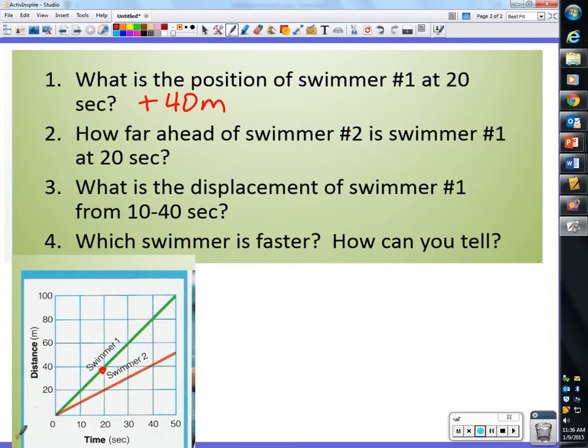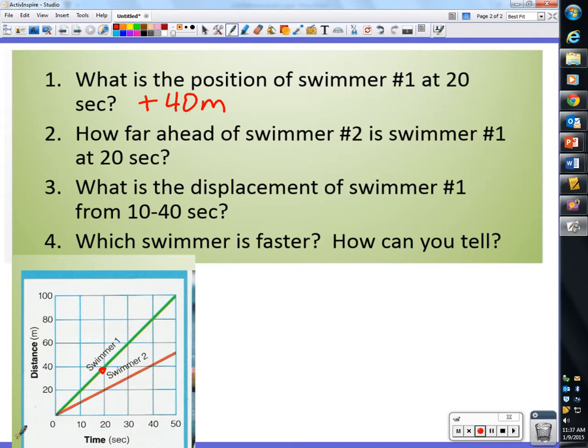But we also said that position is a vector quantity. Julia, that means what? Magnitude and direction. So it's 40 meters away from the starting point, but we should specify whether it's 40 meters this way or 40 meters that way. That's where the positive sign comes in. Technically, it could be 40 meters behind the starting point. The swimmer wouldn't be in the water, but they could be 40 meters in the other direction. So we want to specify that one way or the other.